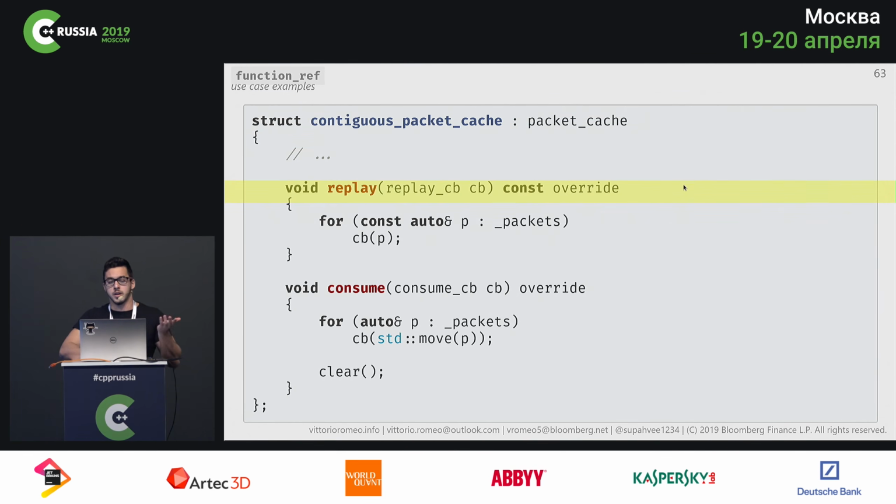So one basic implementation of this would be the contiguous packet cache. It overrides replay and consume. For replay, it just goes through the packets and calls the function ref. And for consume, it would just move the packets into the function ref call so that the caller can do something more dramatic with them, like put them in another place. And then we clear the cache after we finish consuming. So this is an example of how you can provide interfaces that are quite flexible without having to write complicated iterators and making it obvious for the user what is going to happen. And also not paying the price of a std function or templates.